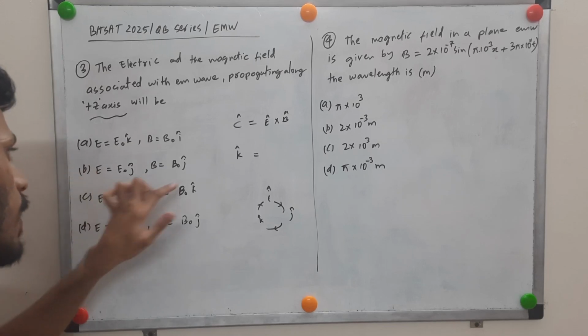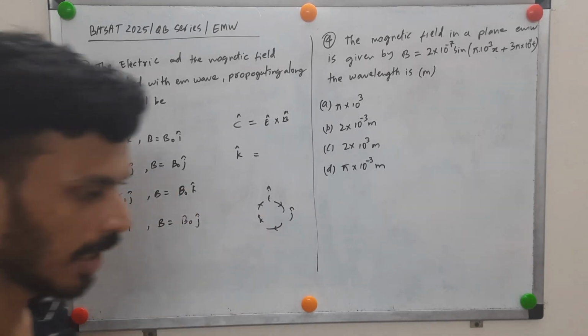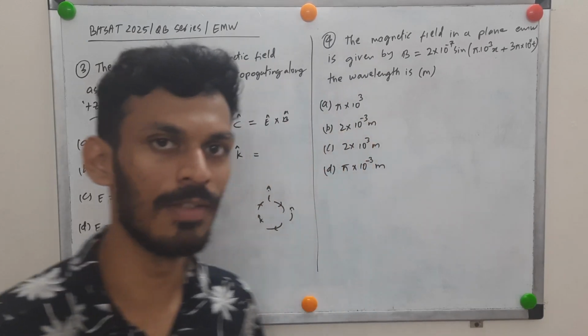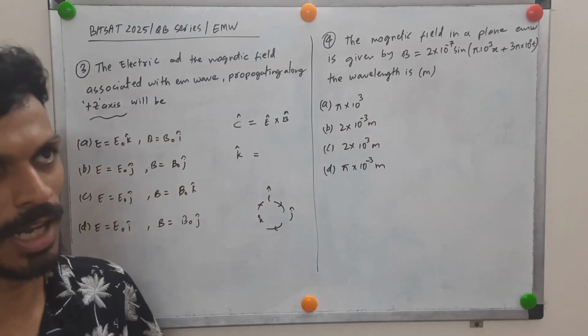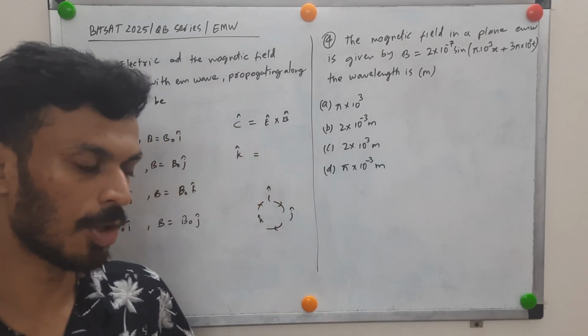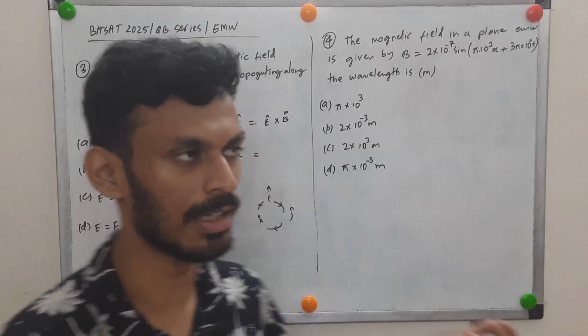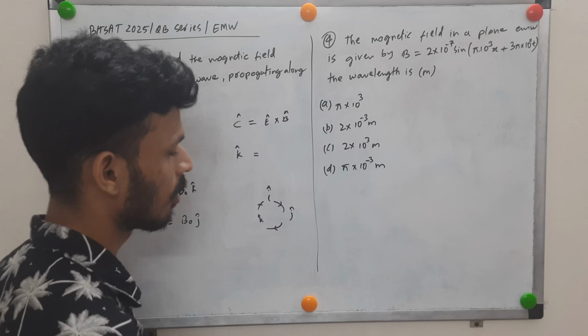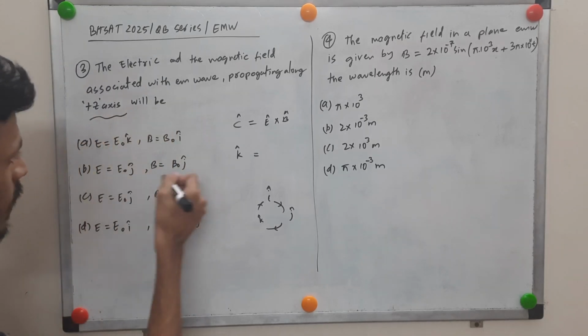Let's come to this one, j cap cross j cap. Of course, a vector cross product with itself is 0, right? Because the angle between them is 0 and sine 0 is 0. A cross B is AB sine theta, right? Sine theta is 0. That cross product will be 0. So this will give you 0.